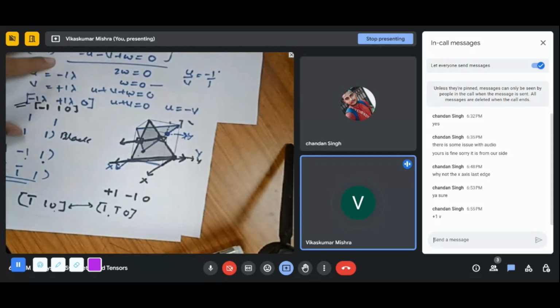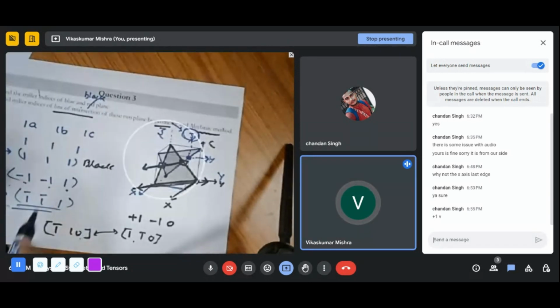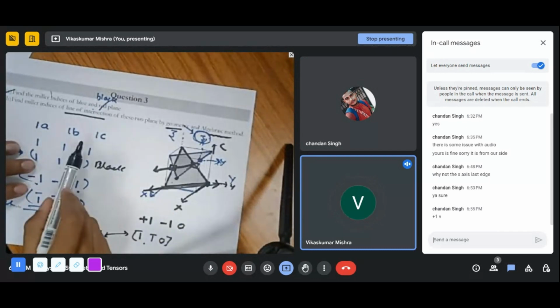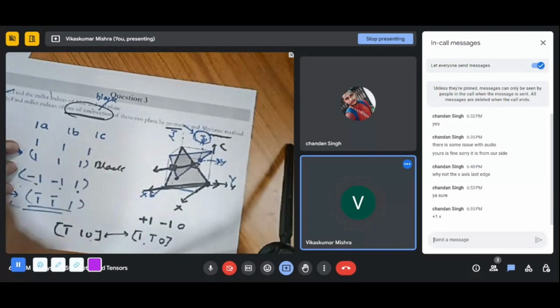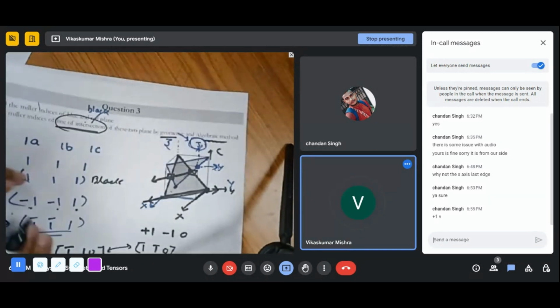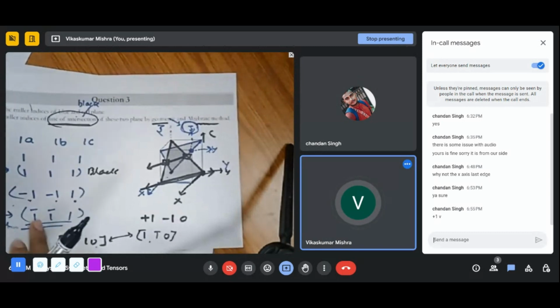Okay, and that's how we can find it. So in this question, we found the Miller indices of both the planes, and we also found the directions, the line of intersection. And that's how we solve question number 3. If there is any doubt, please let me know.